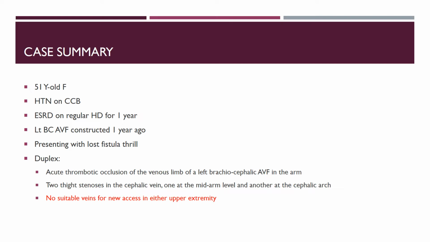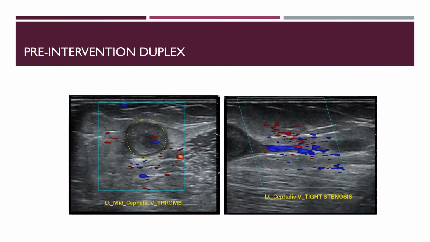Duplex revealed acute thrombotic occlusion of the venous limb of a left brachio-cephalic AV fistula in the arm. 2 tight stenoses in the cephalic vein, one at the mid-arm level and another at the cephalic arch. No suitable veins for new access in either upper extremity. These duplex images highlight the acute thrombus beyond a tight stenosis in the mid-arm cephalic vein.